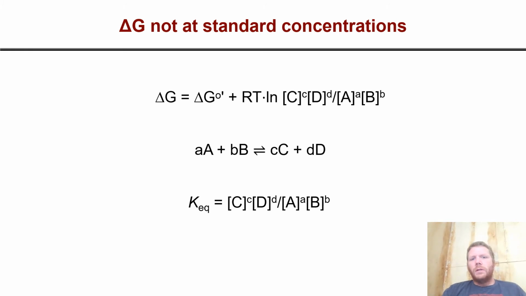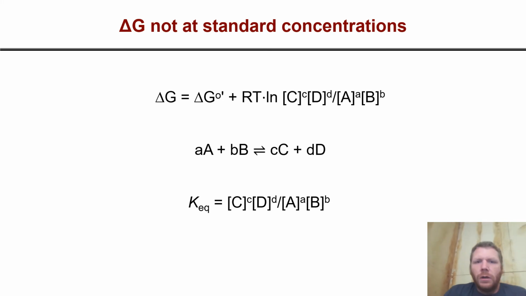So for delta G at non-standard concentrations, you would look at something like this: delta G is equal to delta G naught plus RT times the natural log of effectively our Keq, our equilibrium concentration ratio at your non-standard conditions.